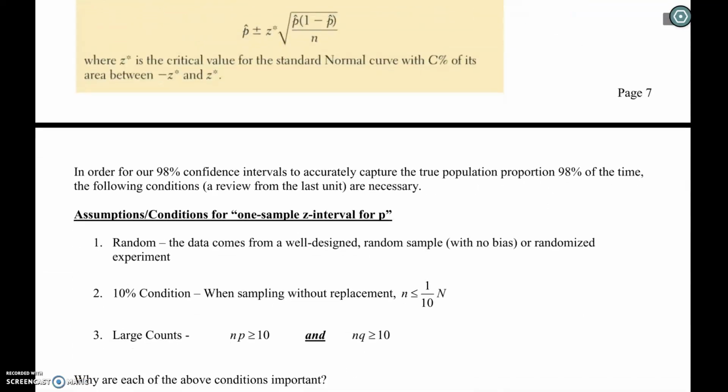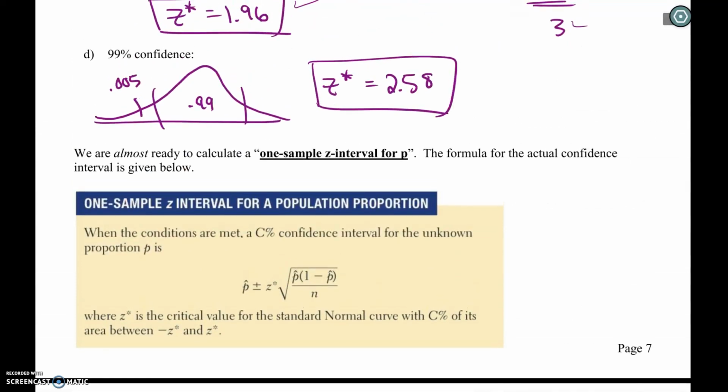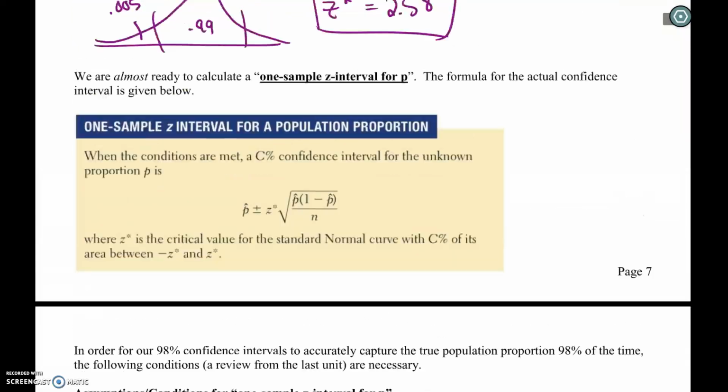All right, so we are almost ready to calculate a 1 sample z interval for the true population proportion. I think this is a good place to stop. We'll pick up in class tomorrow. Okay?